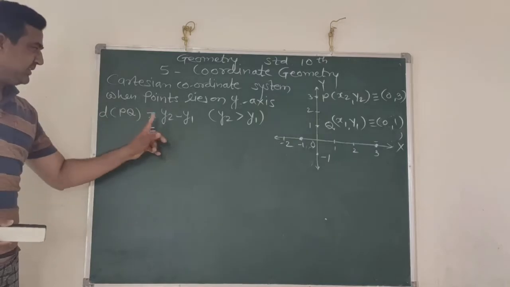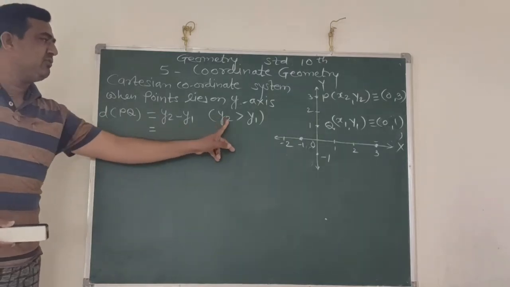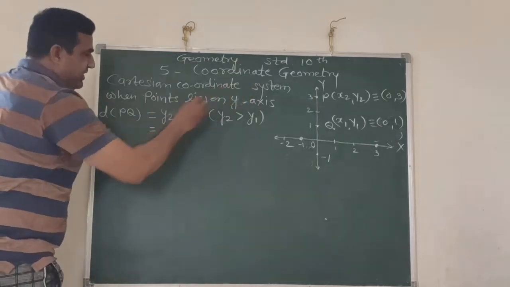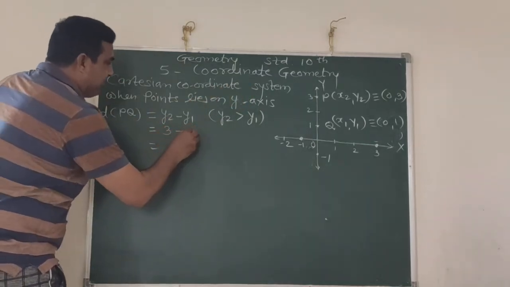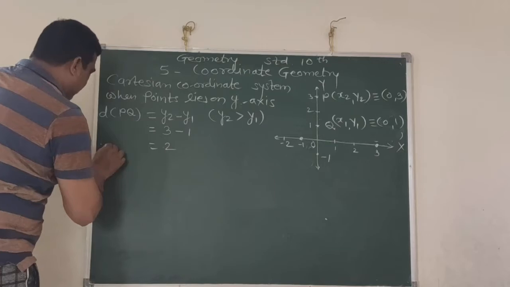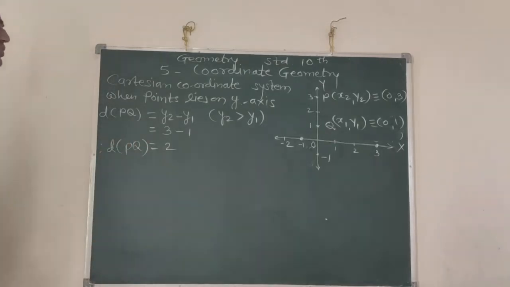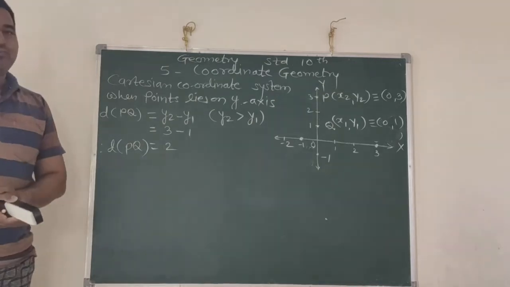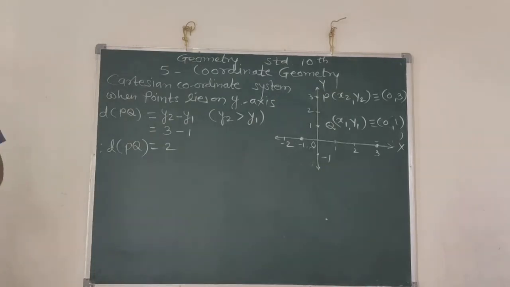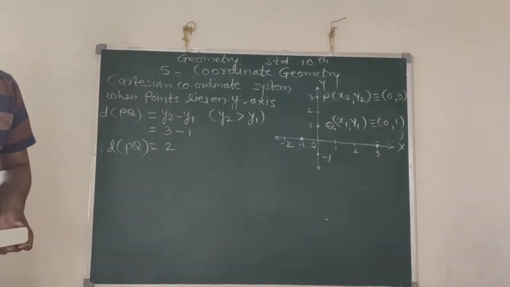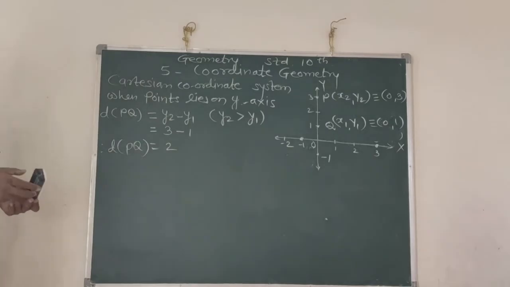If y1 is greater, then y1 minus y2. So here y1 is greater than y2. If we put down the values, y2 is 3, y1 is 1, and 3 minus 1 is 2. Therefore, distance PQ is equal to 2. So in this way, you can find the distance between any two points when the points lie on the x-axis and y-axis. Now we proceed further.